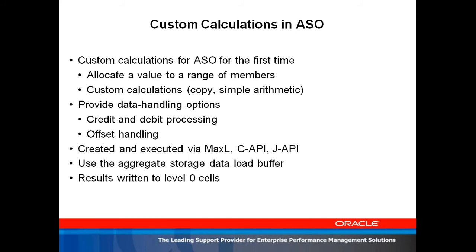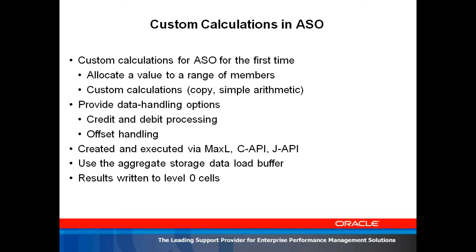Now we get to the features that were added in version 11.1.2, the most recent release. They include custom calculations. Prior to this release, the only way you could perform calculations in an ASO database was to create member formulas. Now you can do custom calculations, including simple calculations, simple arithmetic, and allocations. The allocation function allows for the handling of debit and credit processing and offsets. The simple custom calculations can include copying data to different parts of the database or simple arithmetic.